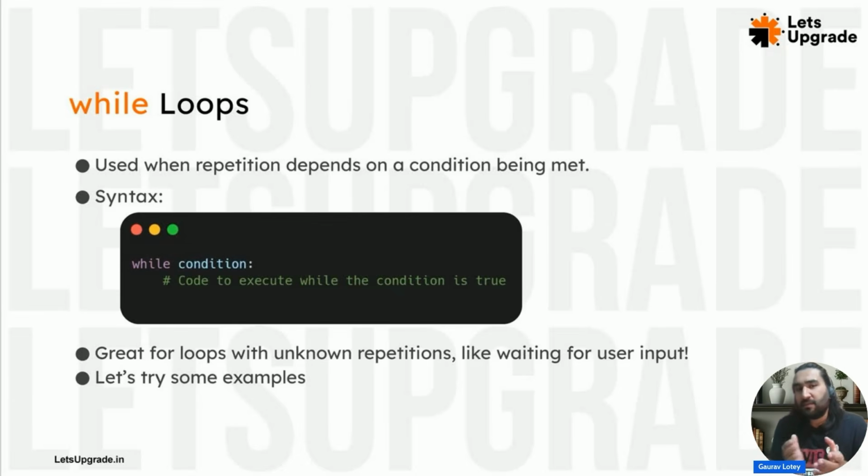Now, as mentioned in the previous episode also, when working with Boolean conditions, we need not explicitly mention equal to true. We can simply write while condition colon. Python will automatically understand that until the condition is true, we keep on executing this code. Now let's take one code example and see how the while condition works.